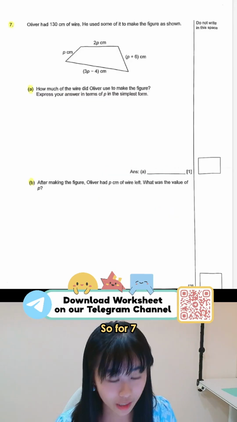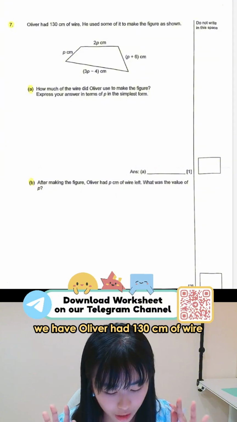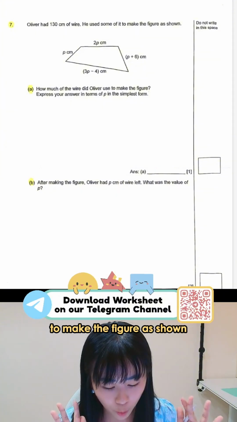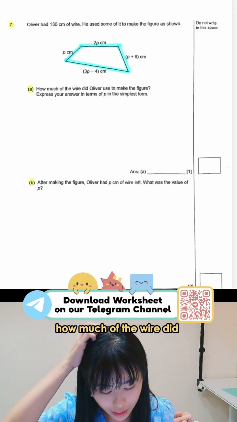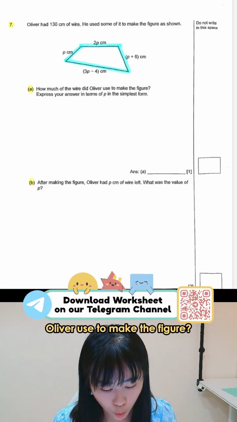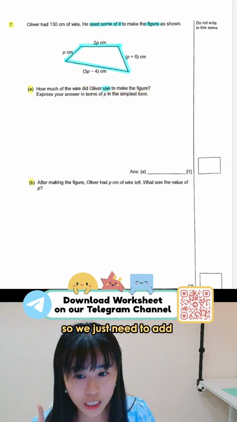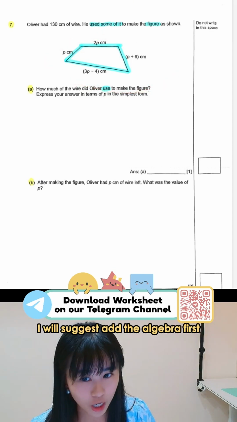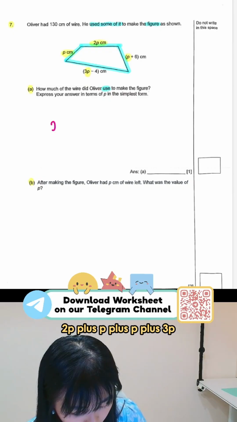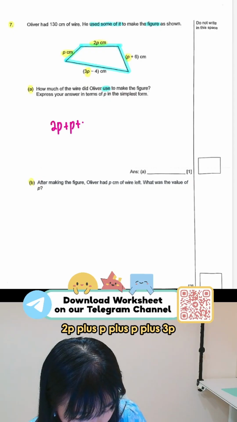So for 7, we have Olivia had 130 cm of wire. He used some of it to make the figure as shown. How much of the wire did Olivia use to make the figure? So the amount used is whatever is here, right? So we just need to add everything up together. I will suggest, right, add the algebra first. 2p plus p plus p plus 3p.